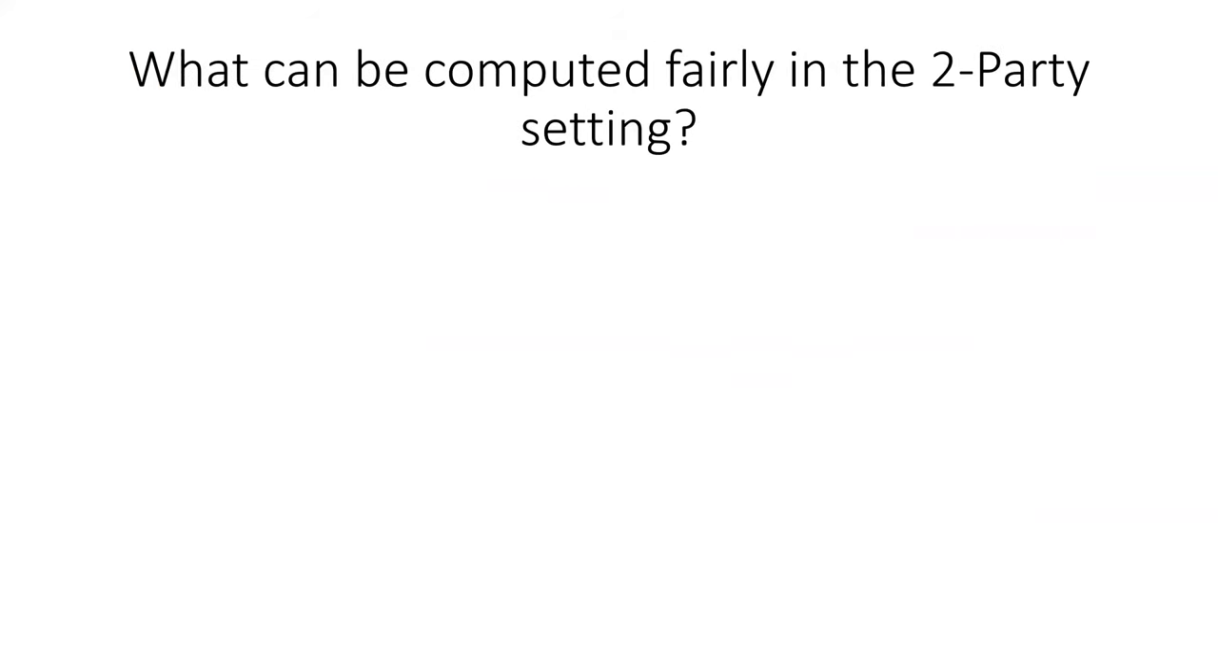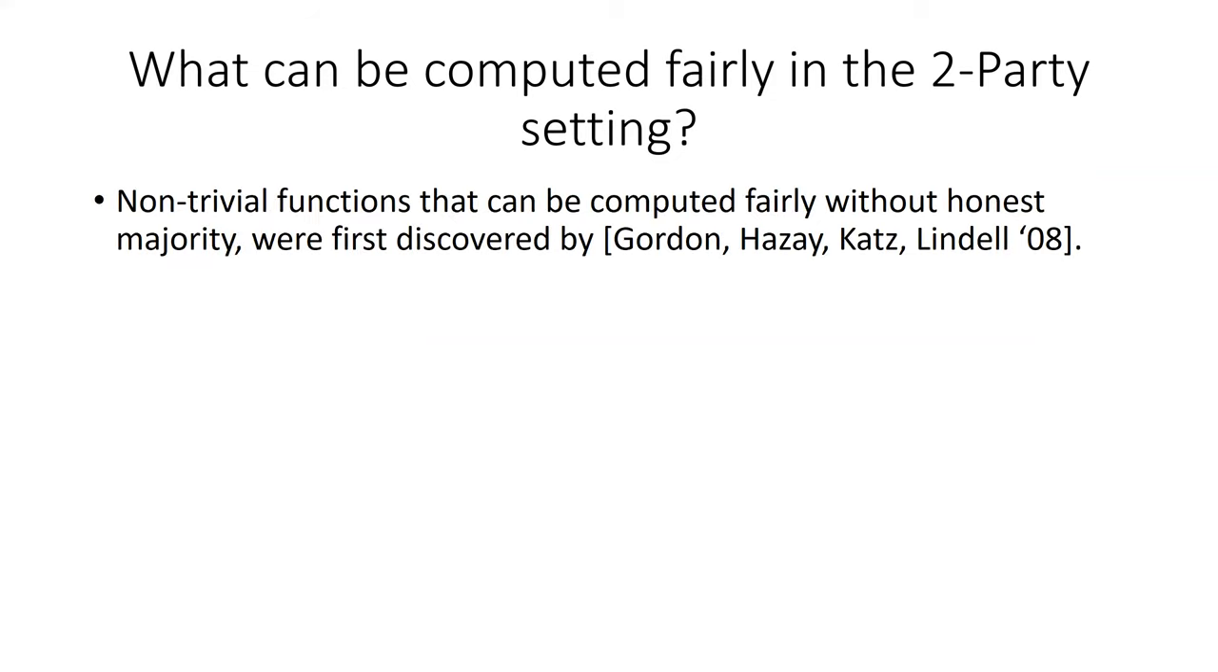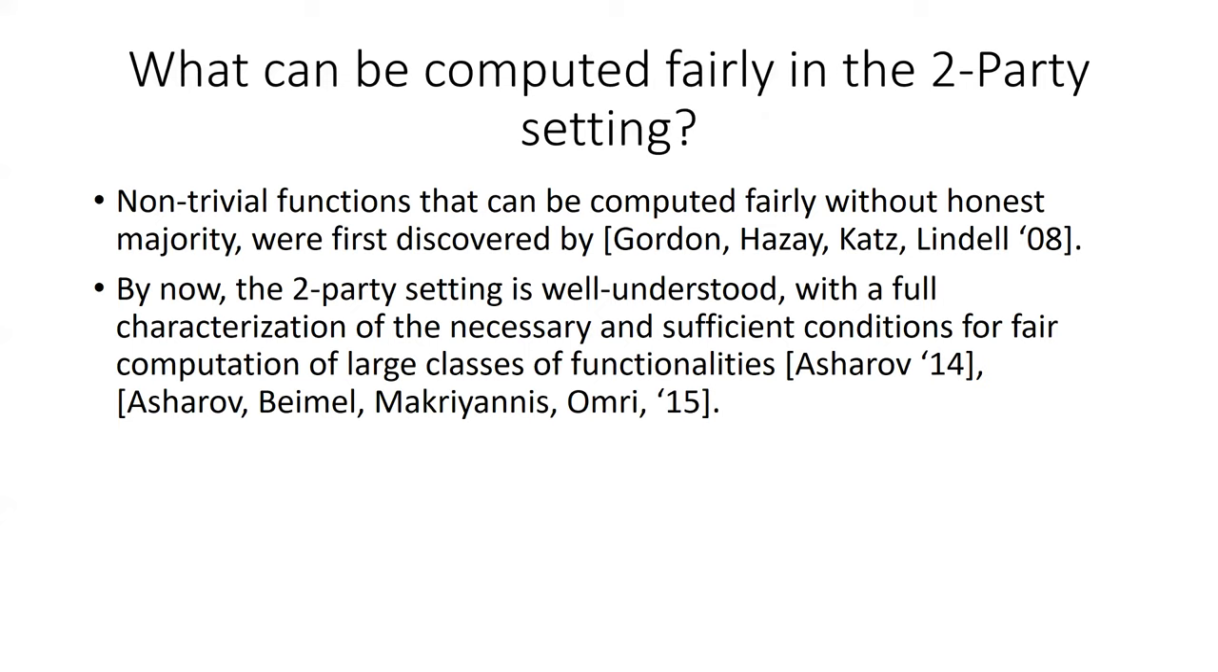Let's look briefly at what can be done in the two-party setting. Non-trivial functions that can be computed fairly without honest majority were first discovered by Gordon et al. in their breakthrough result. Subsequently, there was a lot of follow-up work. By now, the two-party setting is quite well understood, with a full characterization of the necessary and sufficient conditions for fair computation of large classes of functionalities.